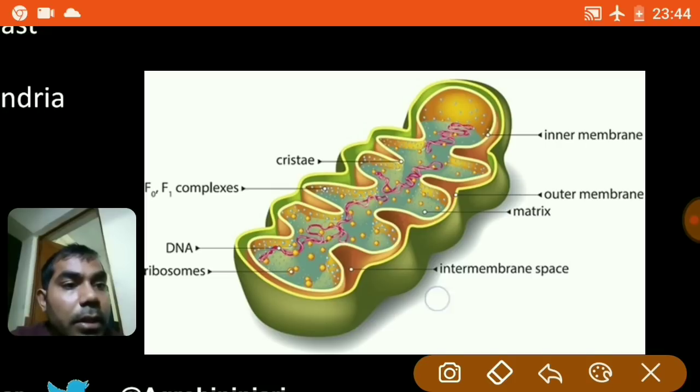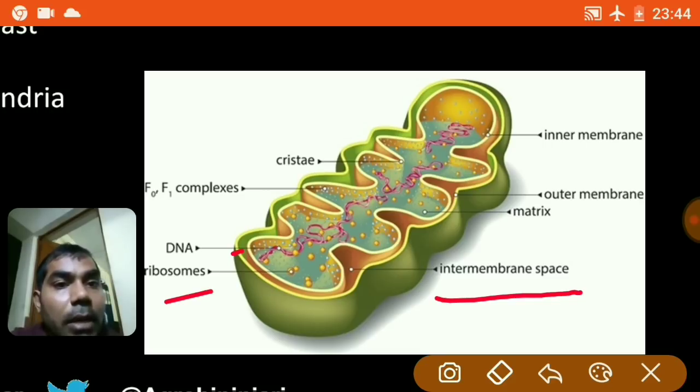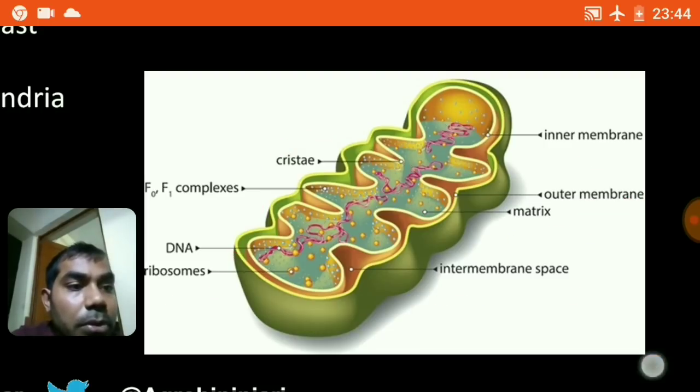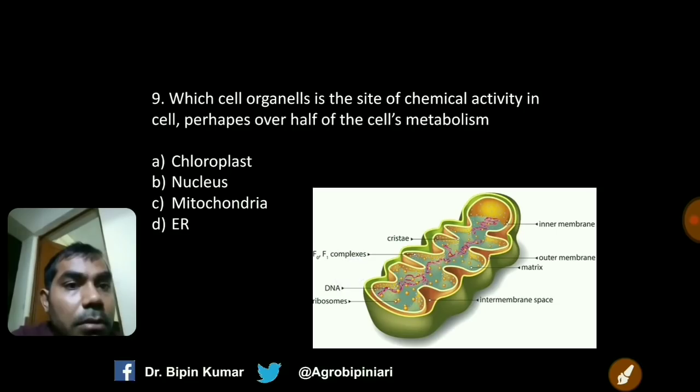There will be the intermembrane space and ribosome, DNA, which is your genetic material, the F0 F1 complex, and this is the crest. Here will be the inner membrane, outer membrane, and this is the matrix. So these are the different parts of the mitochondria. Now the main function is that it is the site of chemical activity in the cell, where perhaps more than half of the cell metabolism occurs. So our answer is C, mitochondria.